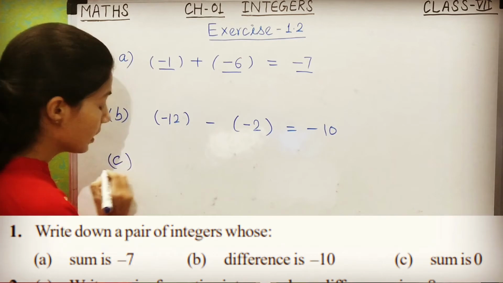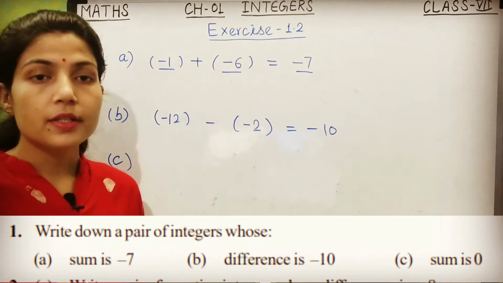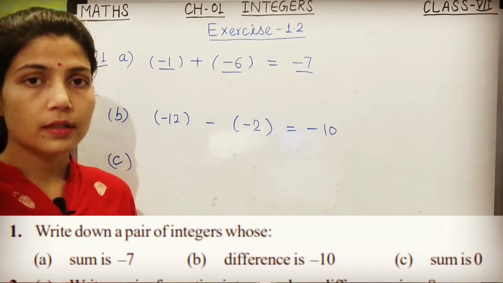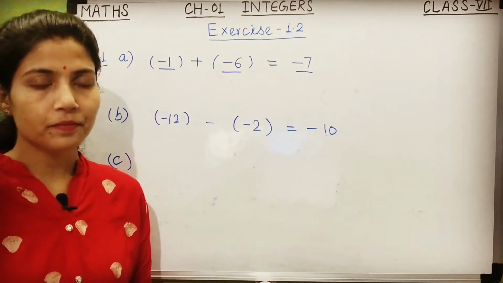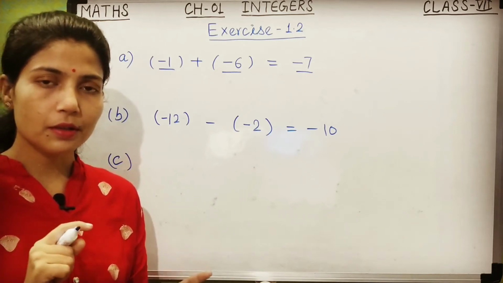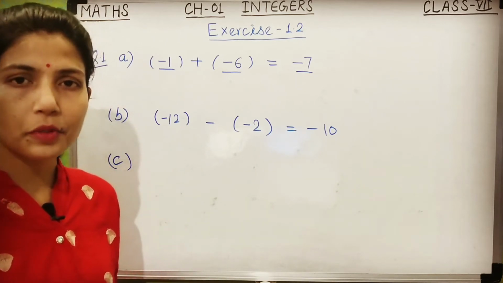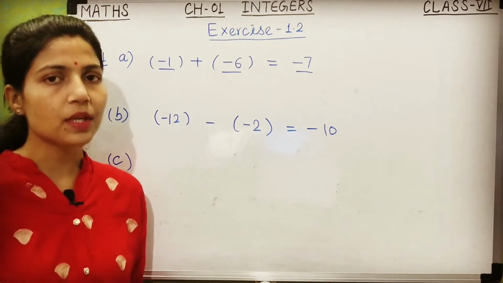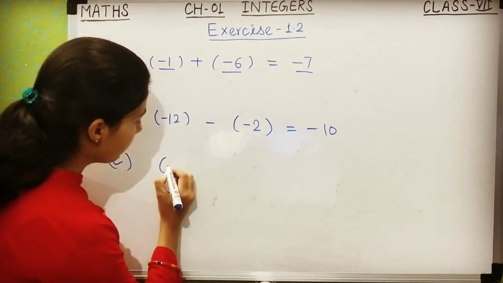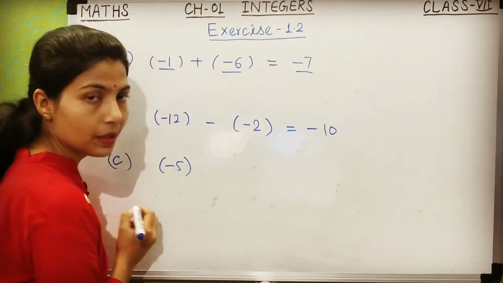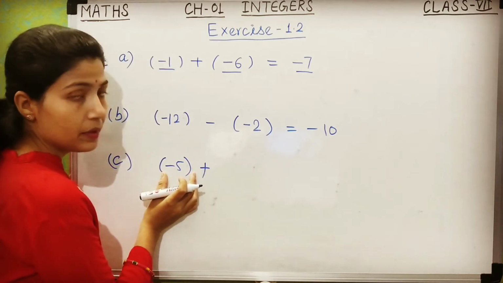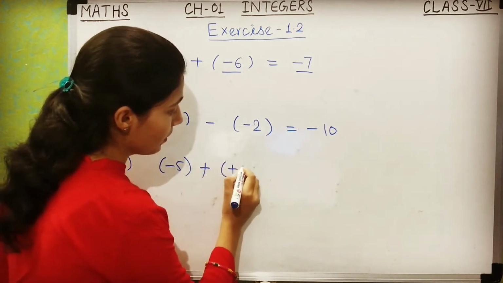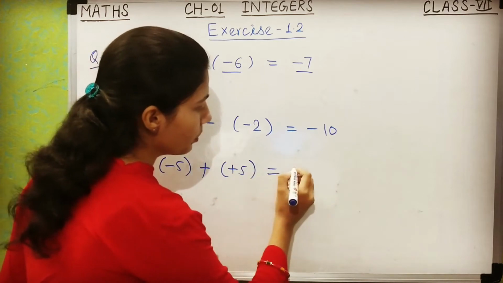Okay, now the C part is: write down a pair of integers whose sum is 0. means आपको दो इंटीजर ऐसे लिखने हैं जिनका सम क्या है 0 आए. तो ऐसा कब पॉसिबल हो, जब दोनों ही इंटीजर एक दूसरे के क्या हों, एडिटिव इन्वर्स. एडिटिव इन्वर्स के केस में ही सम क्या आता है, 0 आता है. सपोज इफ आई एम टेकिंग minus 5, and here is the sum. So if we add the additive inverse of this minus 5, that will be plus 5. Then only you will get 0.